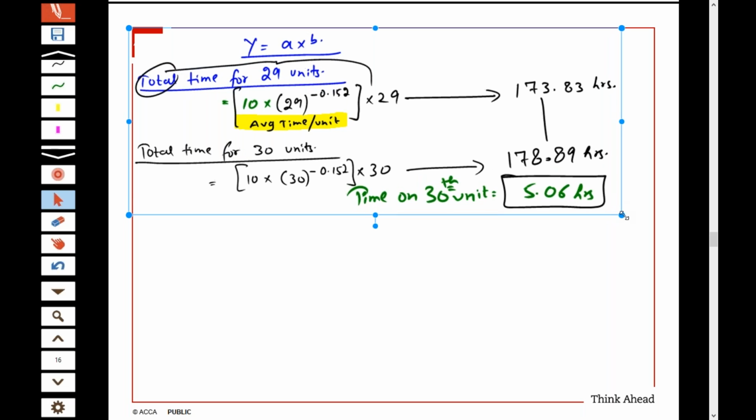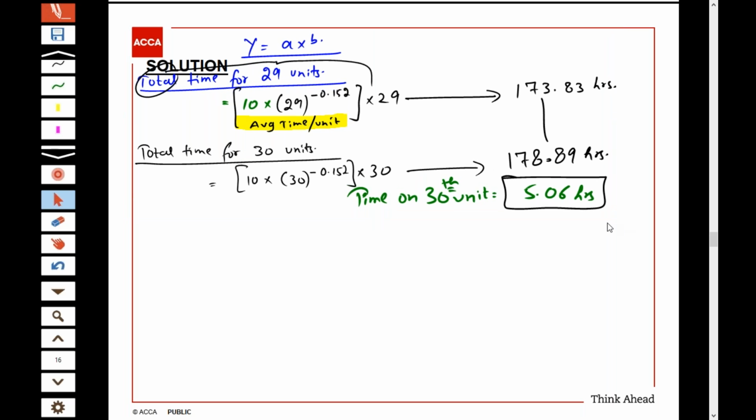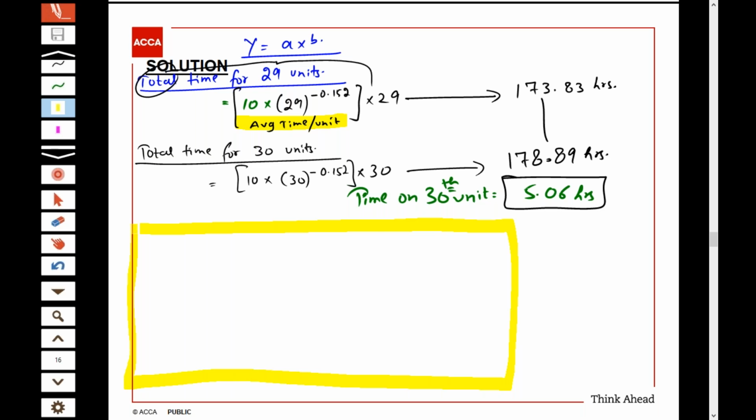Now see students, the learning will be stopped at the 30th unit. There is a total requirement for 70 units, and the learning will be continued till 30 units.